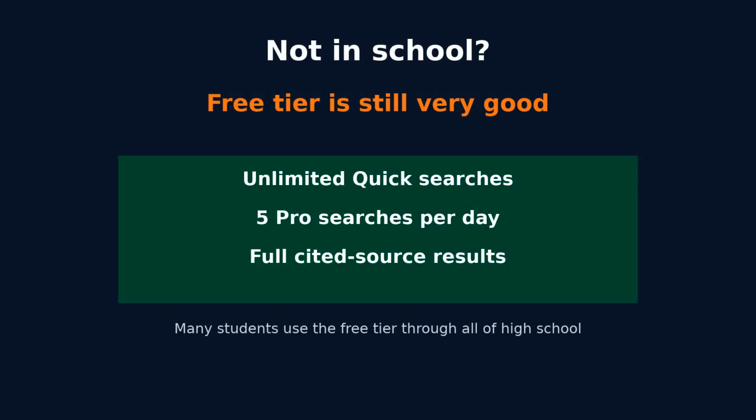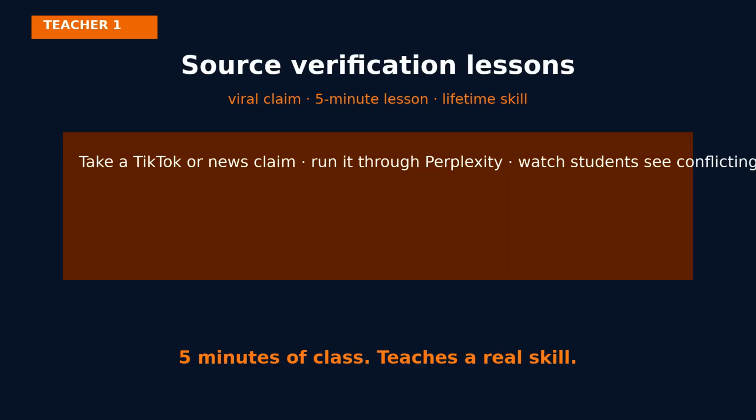3 things for teachers to actually do with it. 1. Source verification lessons. Take a viral social media claim. Run it through Perplexity. Show students how the model surfaces conflicting sources, peer-reviewed papers, and original reporting. 5-minute lesson. Teaches a lifetime skill.